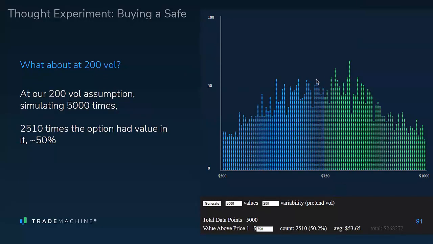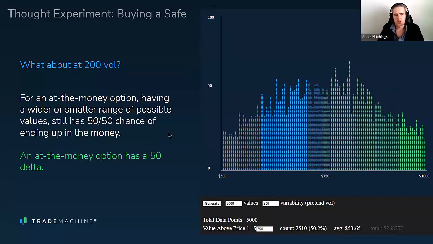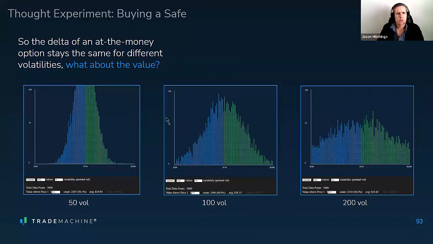And so that takes us to one of the truisms in the options world, and that is that at the money options have a 50 delta. There's a 50-50 chance that they end up in the money. So anytime you hear 50 delta, they mean the option that's closest to the stock price. So the delta of an at the money option stays the same for different volatilities. It's always around 50 if it's truly at the money.